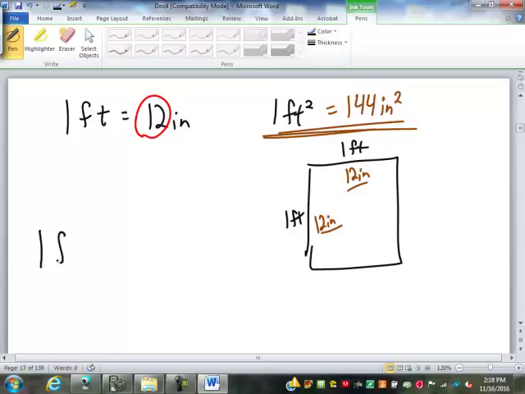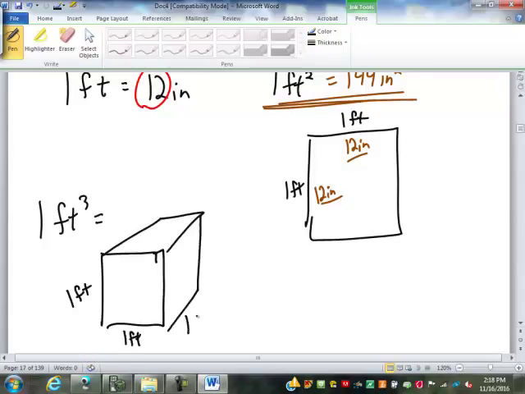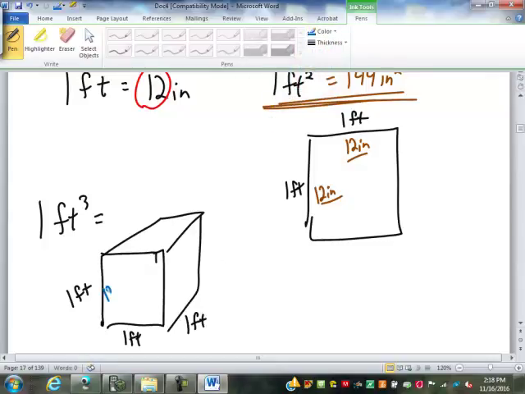If it's 1 cubic foot, 1 cubic foot is defined to be 1 foot by 1 foot by 1 foot, which is 12 inches by 12 inches by 12 inches. So the volume, 12 times 12 times 12, is 1,728 inches cubed.